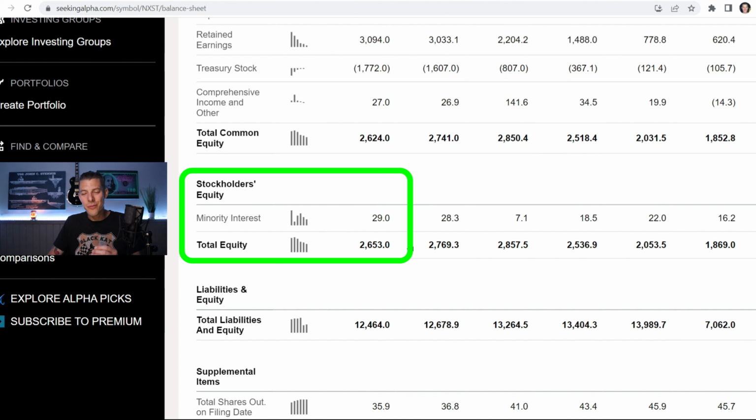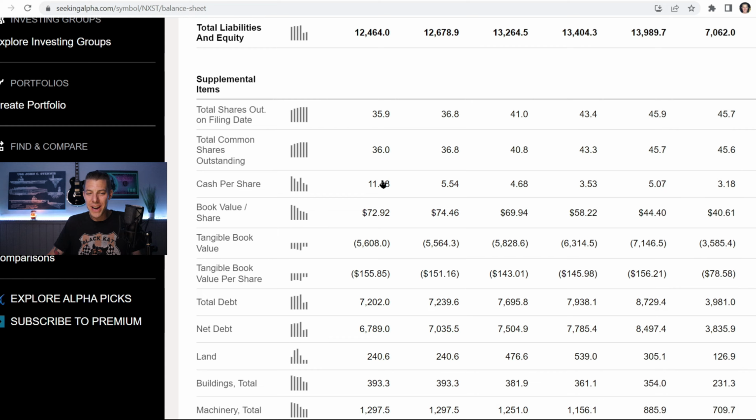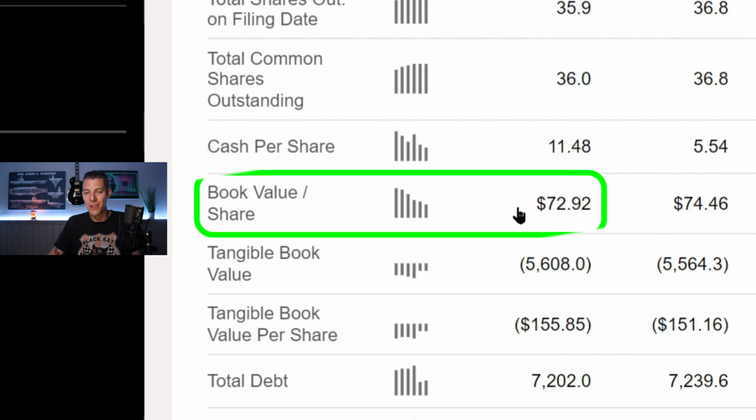And a fun thing, if we were to take this stockholders' equity and divide that by the 39.1 million shares outstanding, we can just scroll down to the bottom of the page and find something called book value per share, of which we see is $72.92 for Nexstar Media.